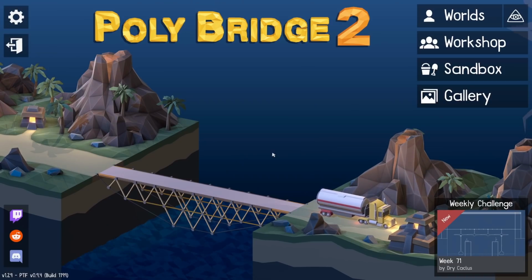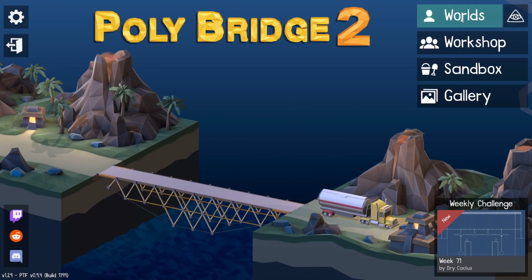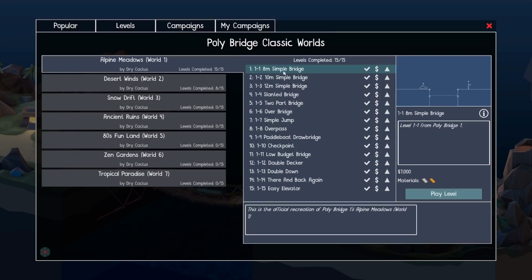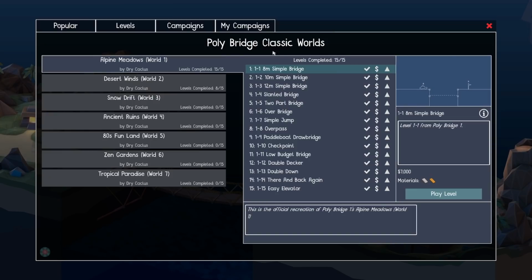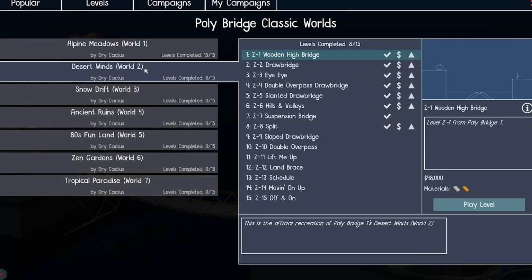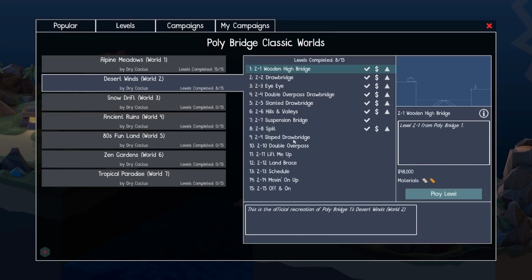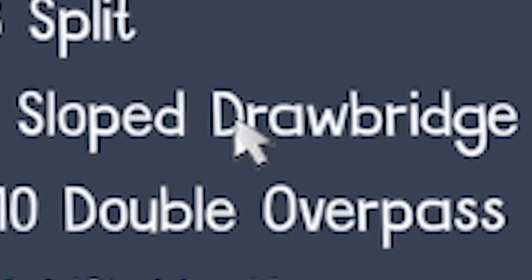Yes, it's been a while since we played this, but I'm still determined to complete the secret levels by clicking on this little flower down here. Because today we are continuing the Polyception, the Polybridge classic worlds that are remade within Polybridge 2. Last time we were in the Desert Winds World 2, and we got to level 29, a sloped drawbridge.